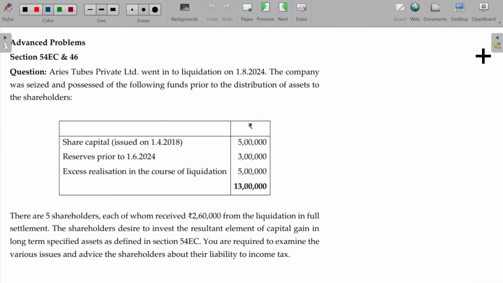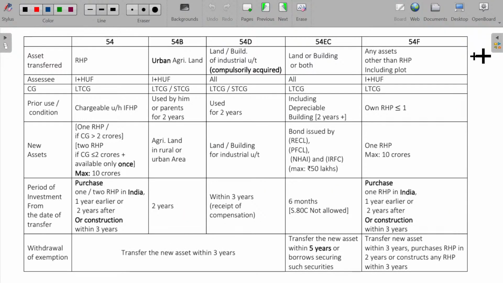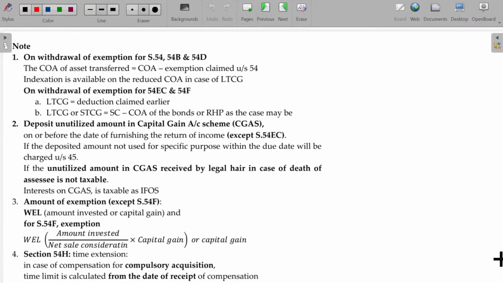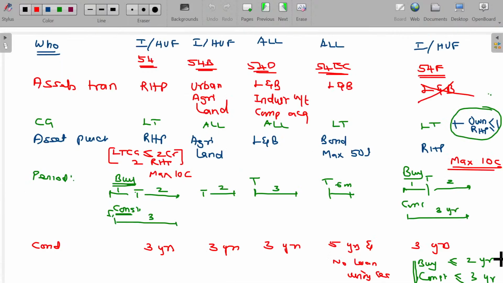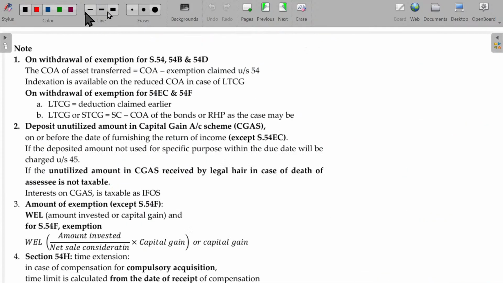Now, we are going to discuss the other comprehensive problems and finally we will go for section 54B, left to be discussed finally, right? Hope now you will be able to understand the summary completely. In addition to this, few more points to be noted here. 4 points are there.